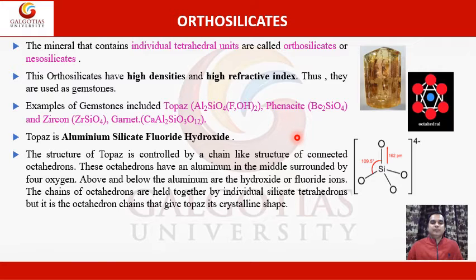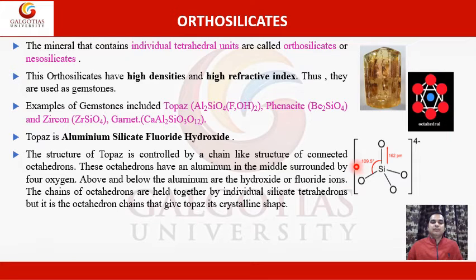And the structure of topaz is mainly controlled by a chain-like structure of connected octahedra. As we can see in this case, this is the octahedral structure, which is mainly found in topaz. These octahedra have an aluminium in the middle, as we can see in this case. This is the aluminium, the blue colored atom in the middle, surrounded by four oxygen atoms.